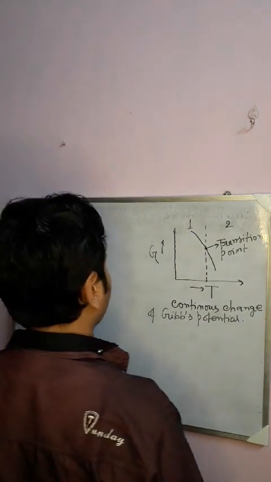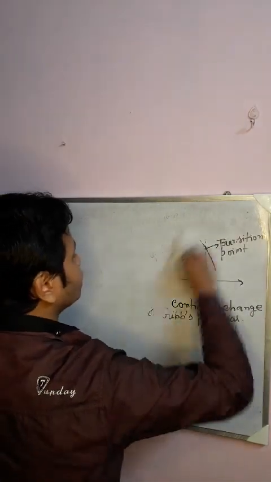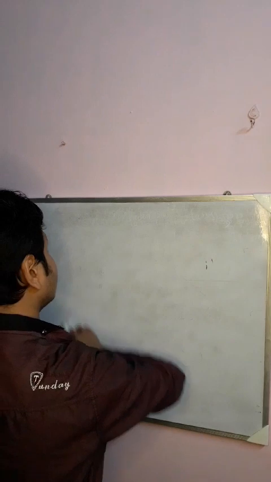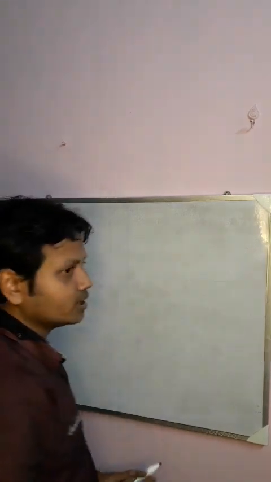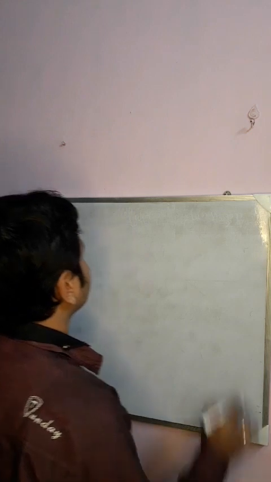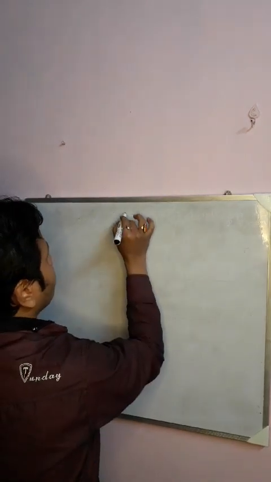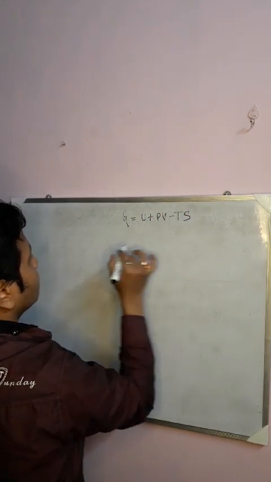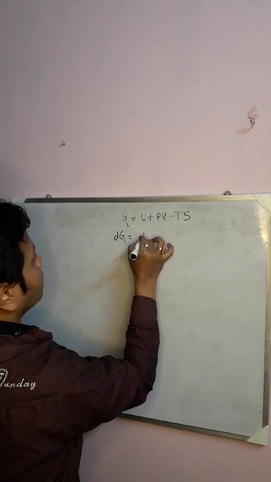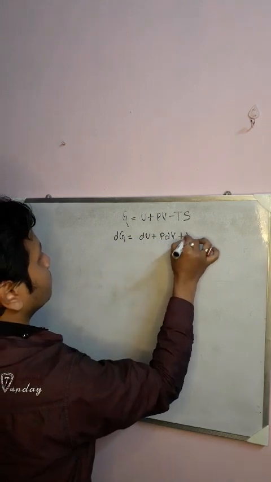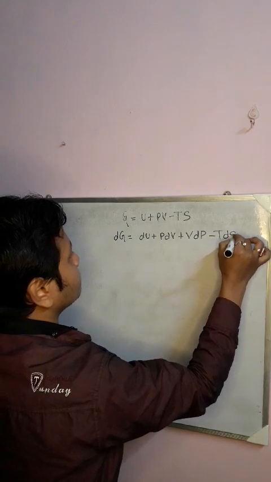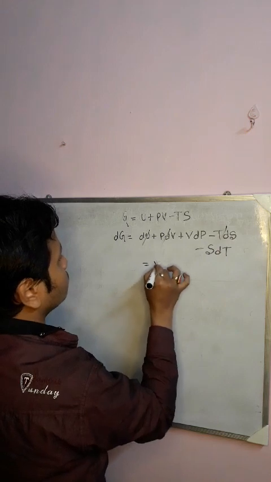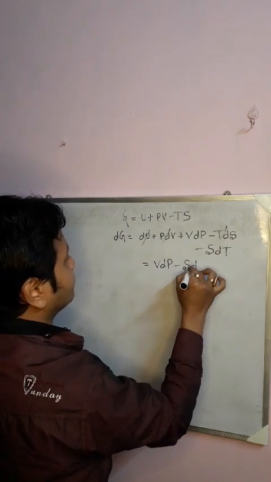Now the first order derivative of Gibbs potential changes discontinuously. What do you mean by that? Here we see that the change of Gibbs potential is continuous, but its first order derivatives change discontinuously. How? You can write G equals U plus PV minus TS. Now what will be dG? We all know that it is dU plus PdV plus VdP minus TdS minus SdT, and dU plus PdV means dQ, means TdS. So this is VdP minus SdT.